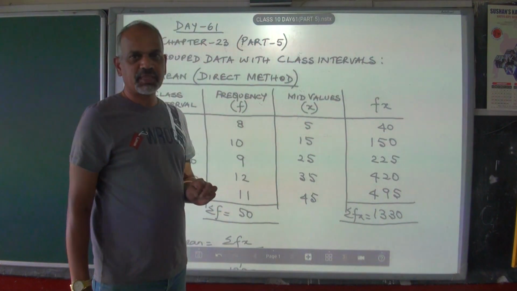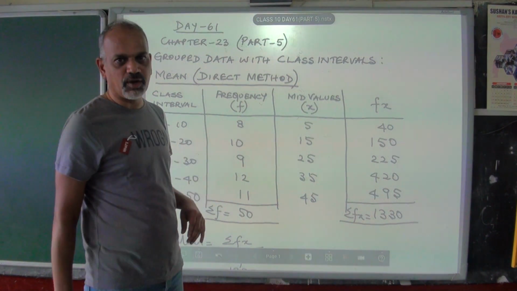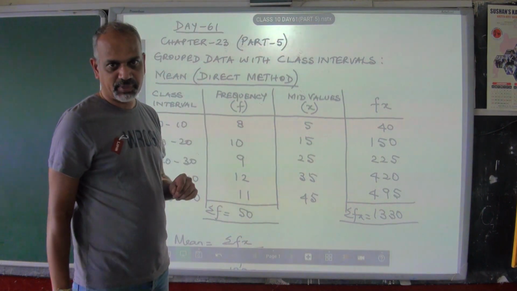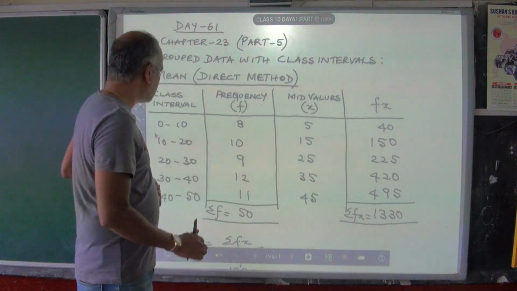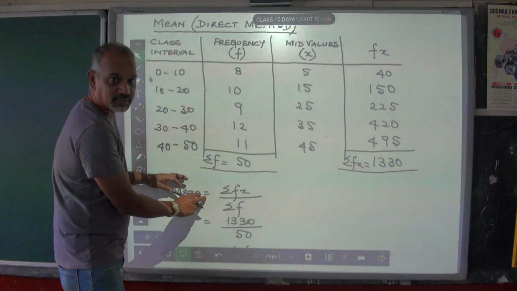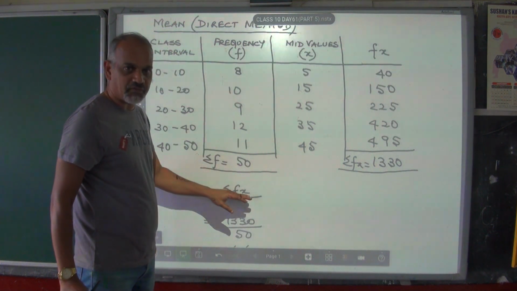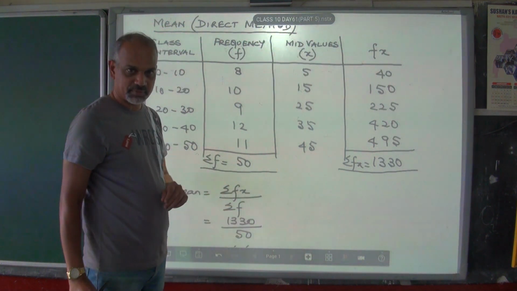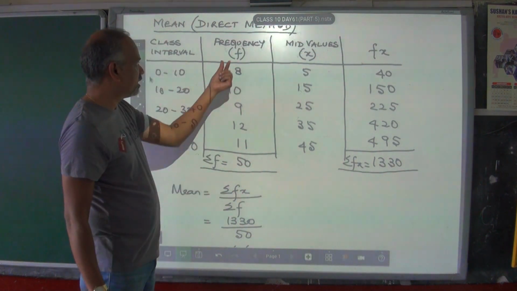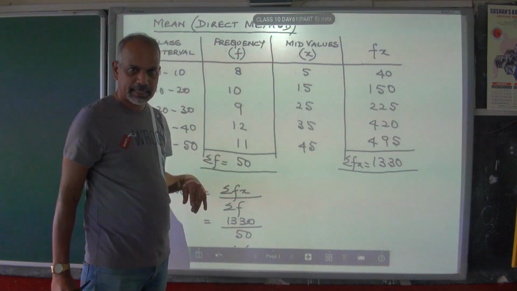Whether you use direct method or shortcut method or step deviation method, the first thing that you have to know is the formula that you are going to use in this method. So for direct method, the formula for finding mean is the same formula that we used previously. Mean is equal to sigma fx by sigma f. Sigma f means sum of all the f values. These are your f values. Sum of all this will give you sigma f.